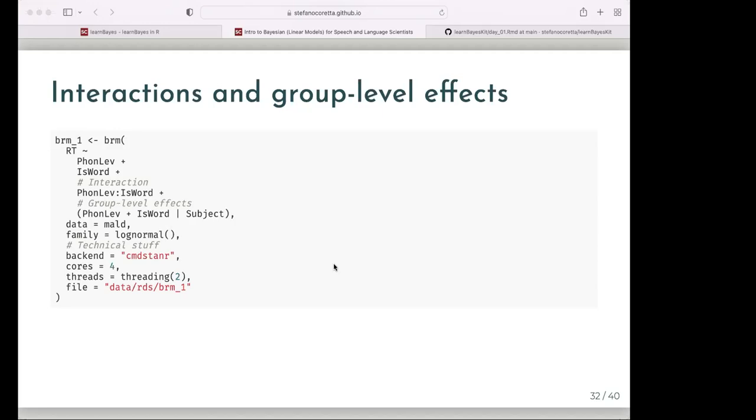Now we have the group level effects. Those are like the random effects of linear models. And what you get here is basically the same idea as with population level effects. For each random intercept and random slope, or group level intercept and group level slope, you get a posterior probability distribution, an entire probability distribution, and you get the 95% credible intervals there.